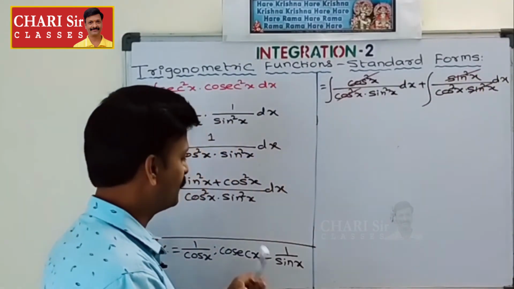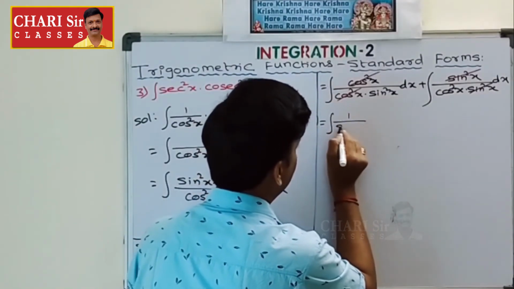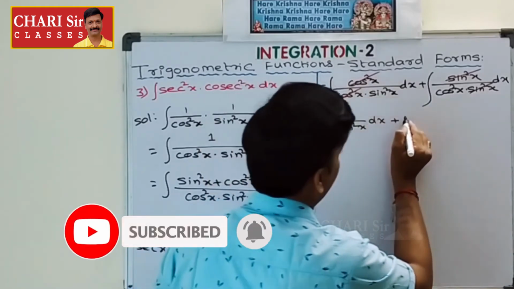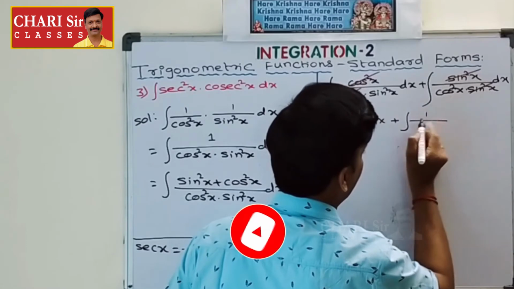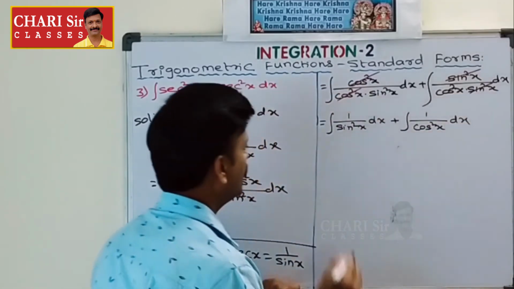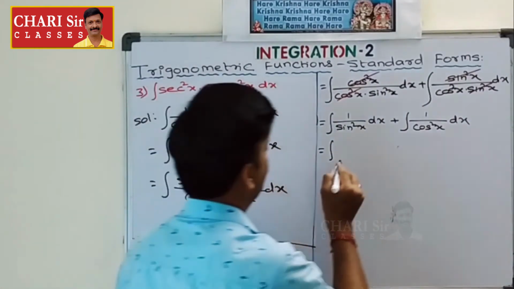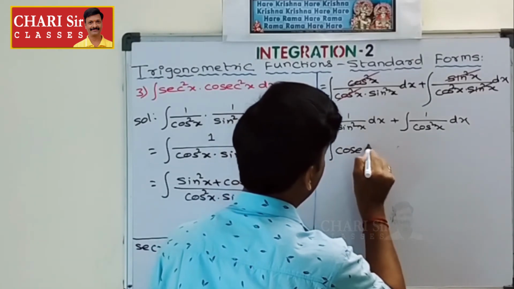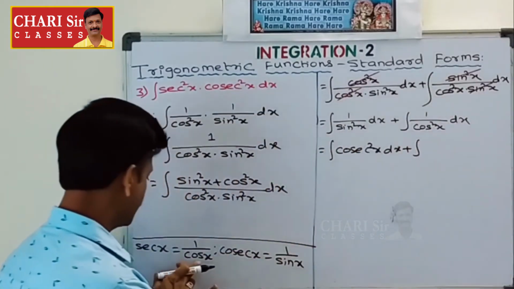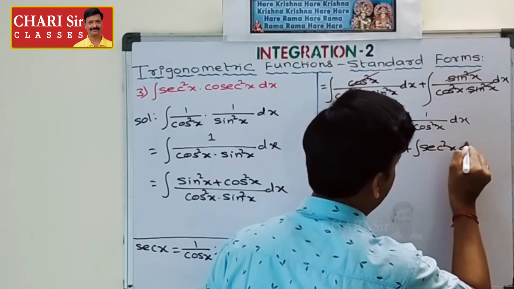Now we write the remaining terms. The remaining terms are integration of 1 by sin square x dx plus integration of 1 by cos square x dx. Now 1 by sin is nothing but cosecant, so you can write cosecant square x dx, and here, plus integration of 1 by cos square; 1 by cos is nothing but secant, so you can write secant square x dx.